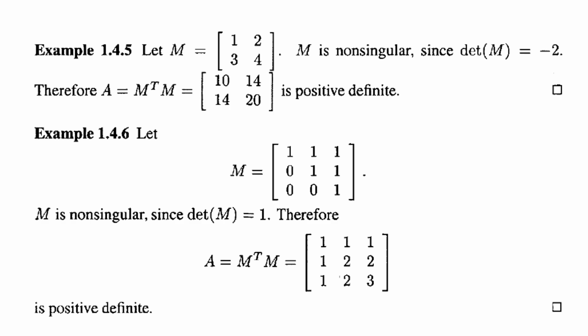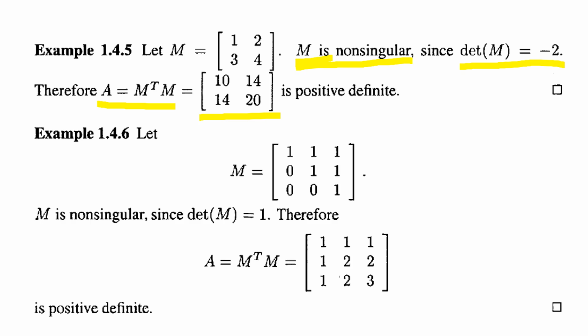Application of the last theorem can be seen in these two examples. In the first example, M is given here with 4 entries: 1, 2, 3, 4. M is non-singular because its determinant is equal to -2. We can obtain A, which is the product of M transpose M, with these 4 entries: 10, 14 and 14, 20. This is positive definite.